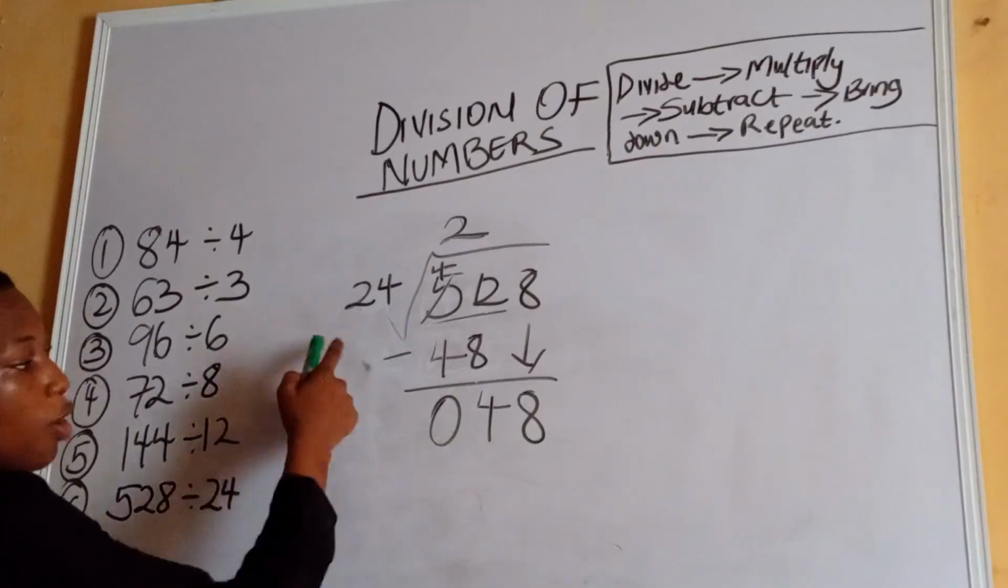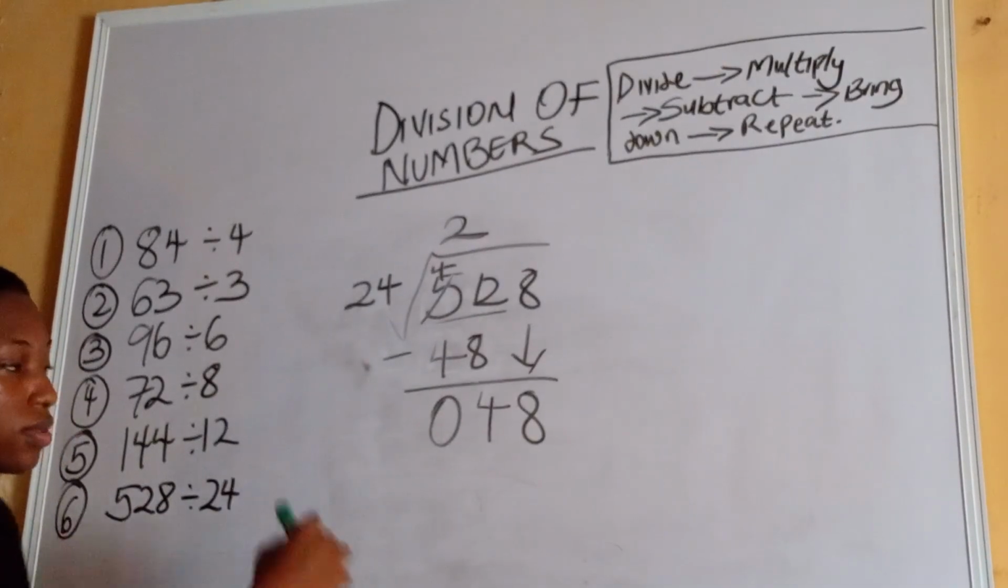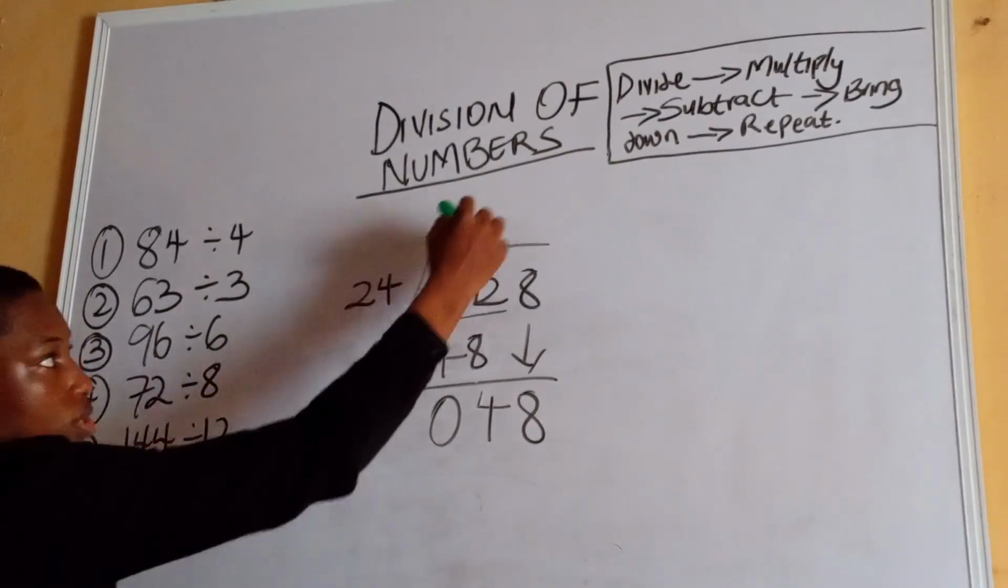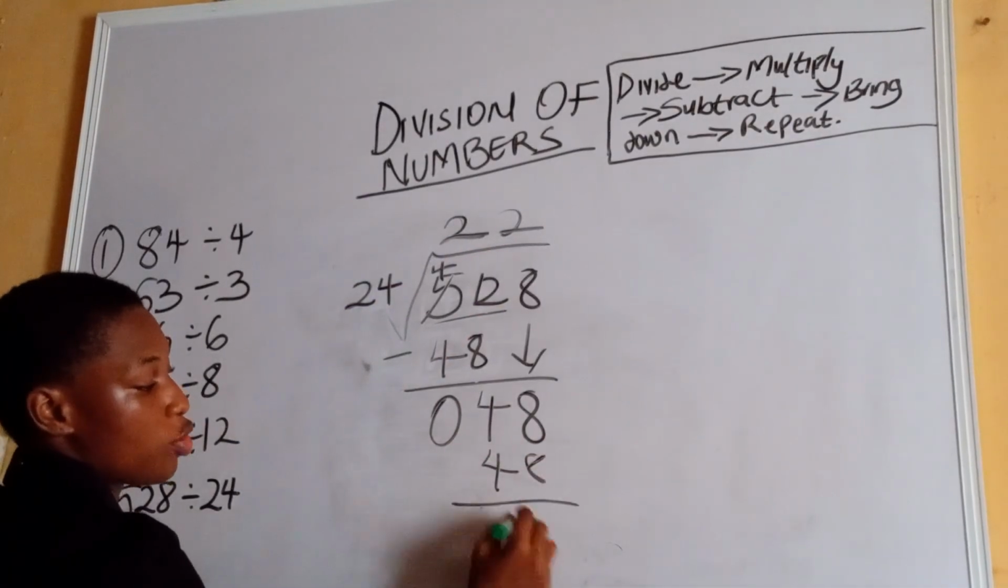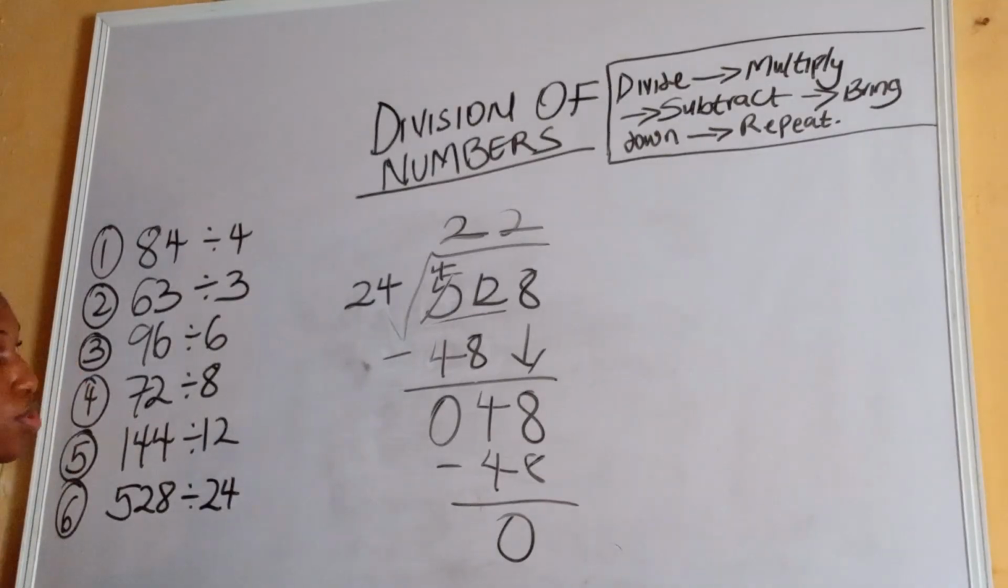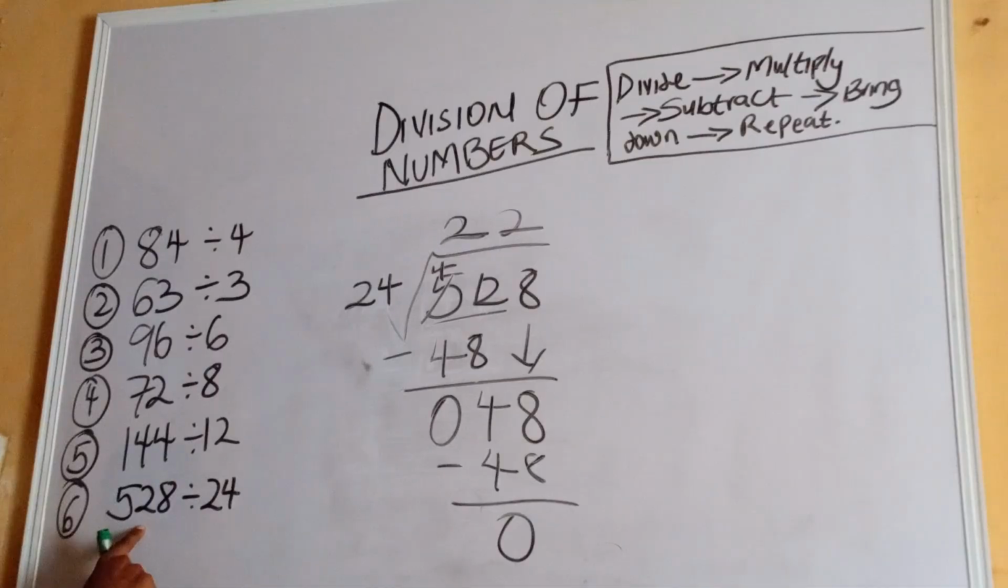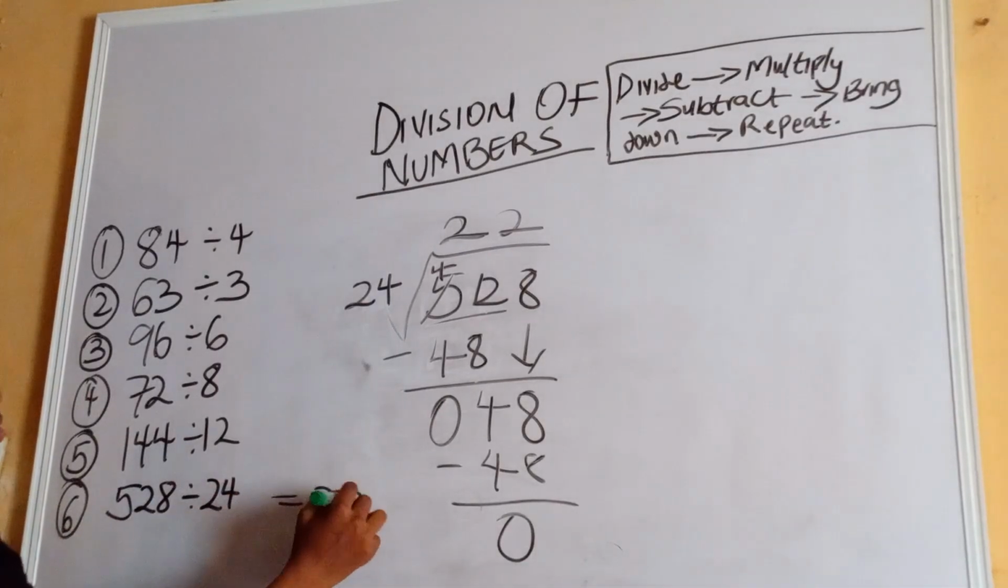Now you have 48. How many 24 can you get in 48? If you check, 24 times 2 is 48. So that will be 2. 24 times 2, that's 48. And your answer will be 48 minus 48 is 0. So this 528 divided by 24 is equal to 22.